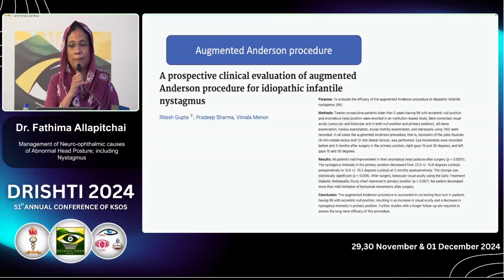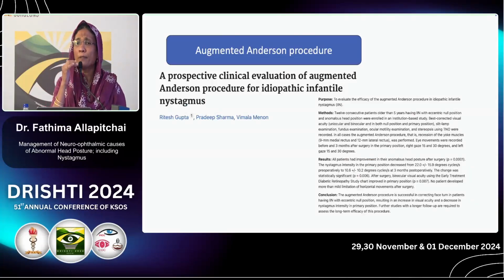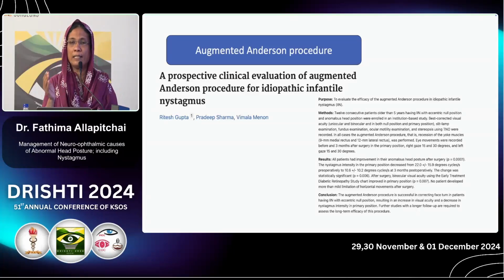So usually we prefer to keep two muscles at least untouched, so that in future, if the nystagmus problem comes back and the patient returns, we have something to work with.